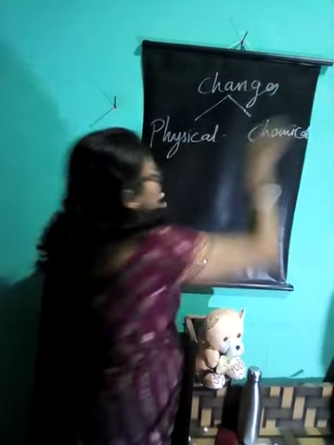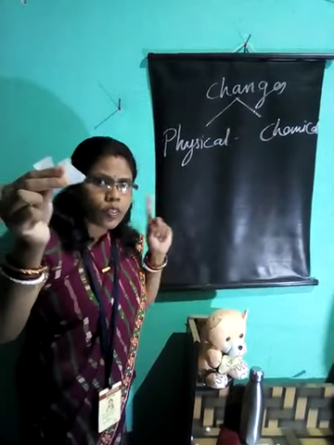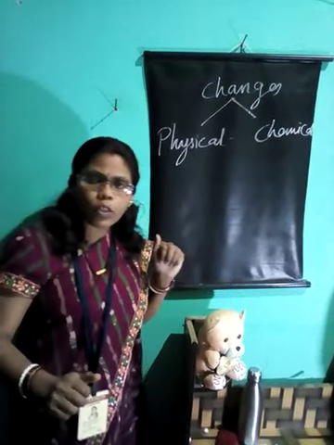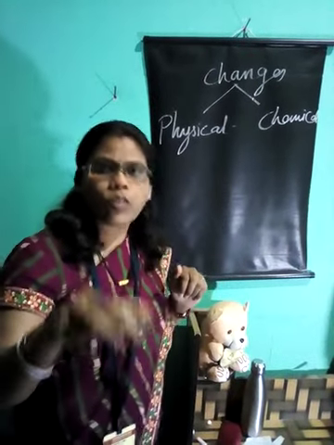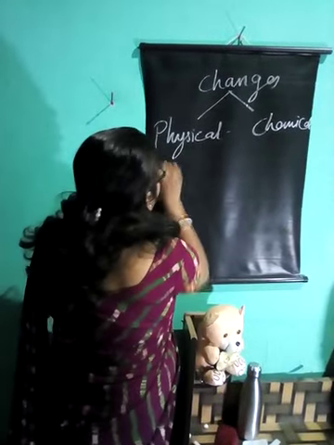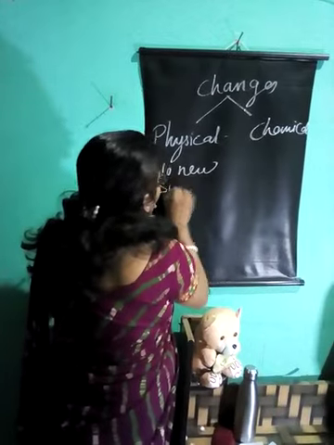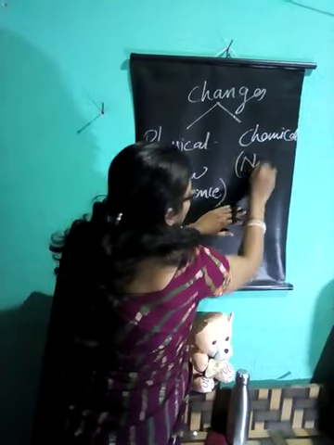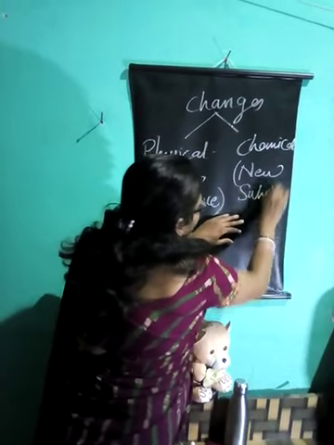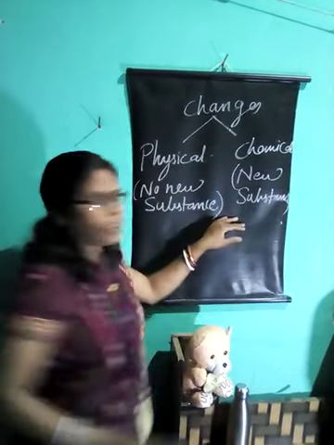Now physical change, as you saw, tearing of paper is an example of physical change, and burning of paper is an example of chemical change. Why is burning of paper an example of chemical change? Because in this some new substance has formed, whereas in tearing of paper, no new substance has formed. You can see it clearly.